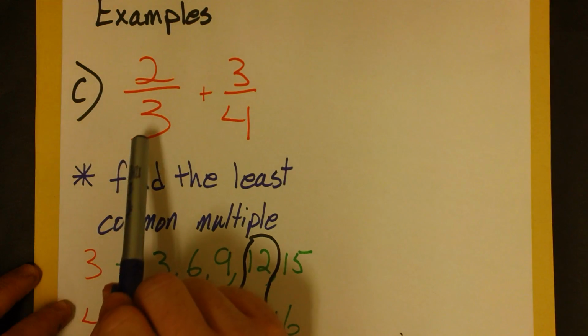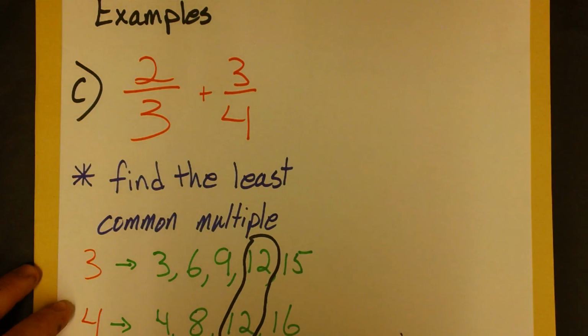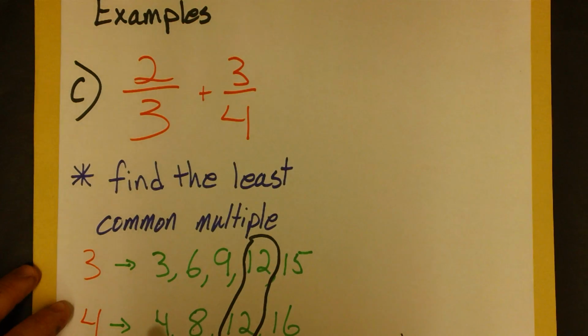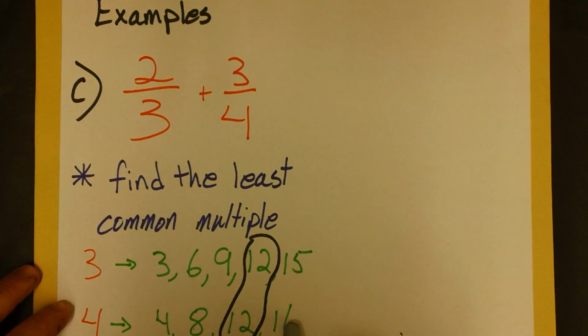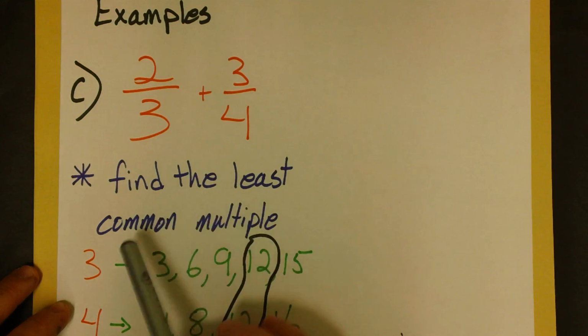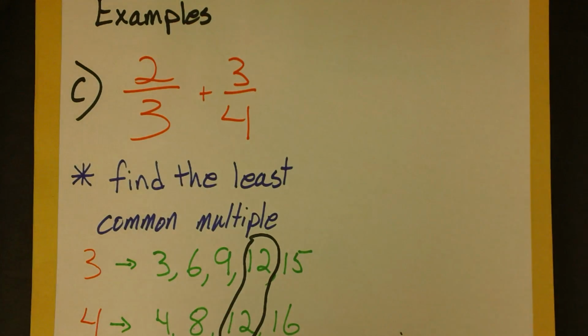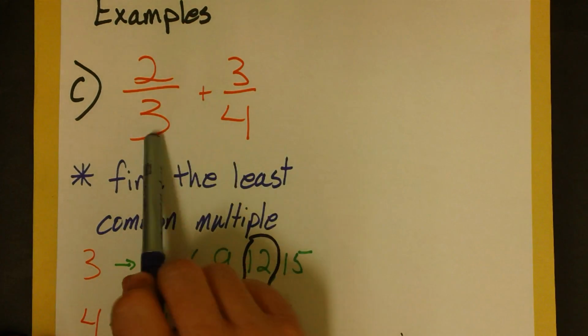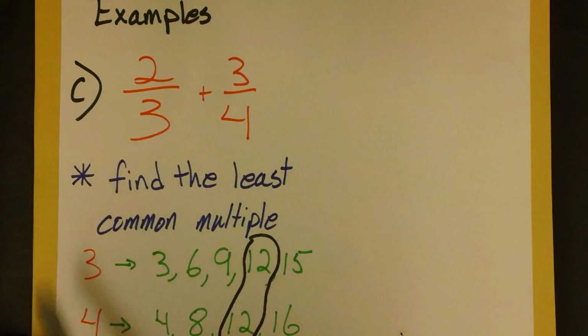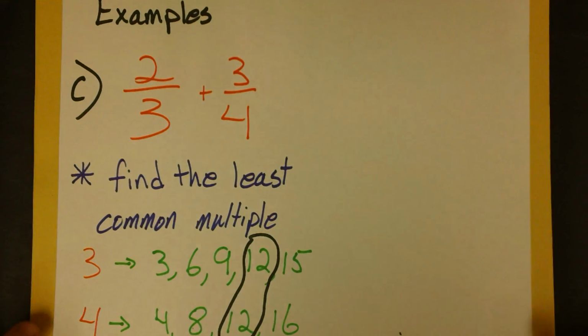Let's start with the first denominator of 3. The multiples of 3 are 3, 6, 9, 12, and 15. And the multiples of 4 are 4, 8, 12, 16, and so on. You will see the first number that is common is 12. That makes 12 the least common multiple. Sometimes you can find that by multiplying the two denominators together, 4 times 3, and you get 12.